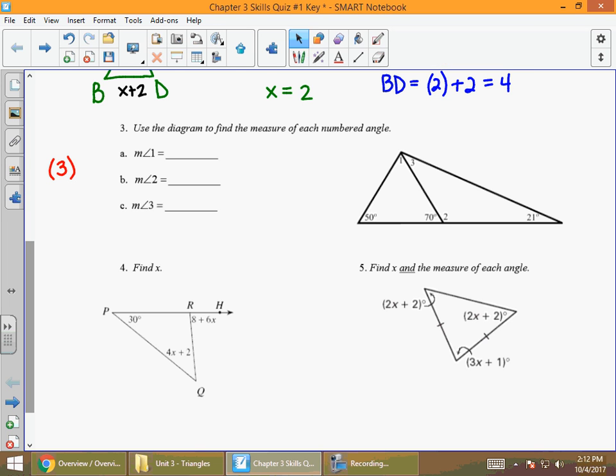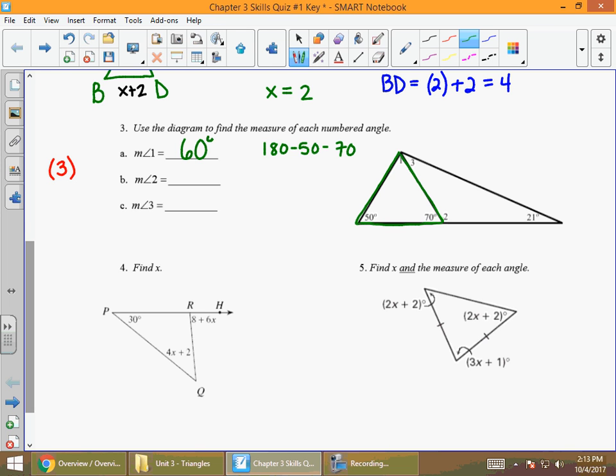I give you a picture, and you need to find all of the other angles. So, angle 1, I noticed this triangle right here in green. Triangles have to add up to 180. So if I do 180, and I subtract 50, and I subtract 70, I get 60 degrees. So number 1 is actually 60.